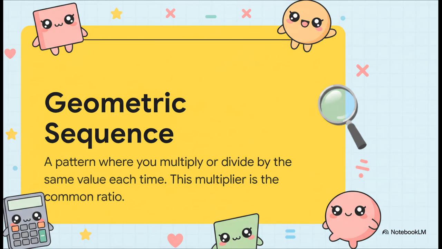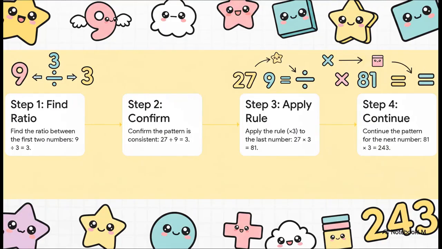So a geometric sequence is a pattern where you multiply or divide by the same number each time. Instead of calling it a common difference, we call this the common ratio. It's pretty much the same idea, just with a different operation. Okay, take a look at this sequence. 3, 9, 27. The numbers are jumping up much faster, right? So this probably isn't an arithmetic sequence. Let's check for a multiplier instead.